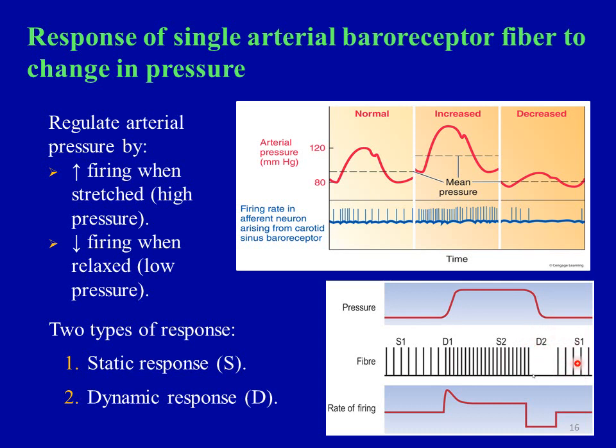Again, we have the firing rate S1 because the blood pressure returned to the pre-increase levels. So we have again the S1, or static response 1. You can notice very well that the firing rate in S1 is less than the firing rate in static response 2, because during S2 the blood pressure is sustained high.